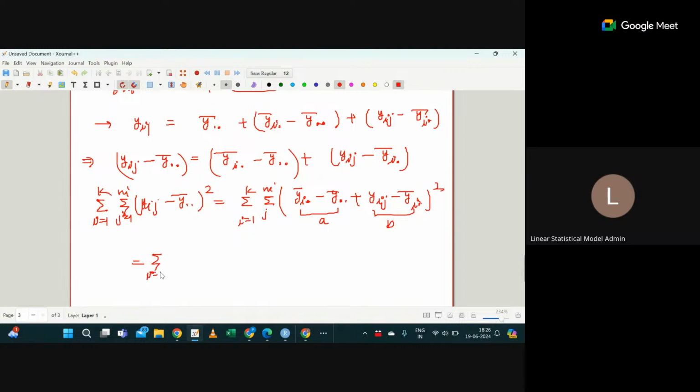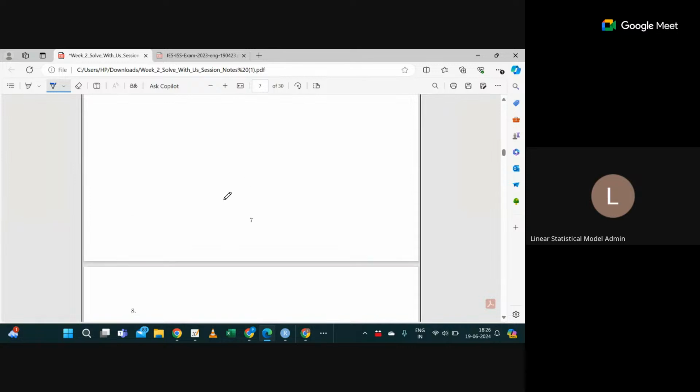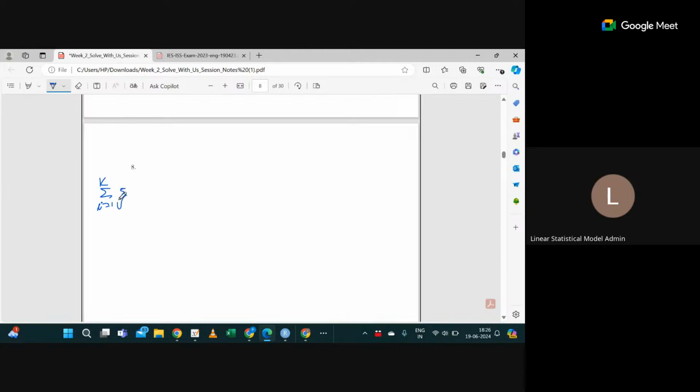I can write summation i equal to 1 to k, summation j. I think there is some issue with this Jamboard. Okay, let me write here. This is fine, right? So summation i equal to 1 to k, summation j equal to 1 to ni, I had (yij minus y bar double dot) square, right? Then I had summation i, summation j, and (yij minus y bar i dot plus y bar i dot minus y bar double dot) whole square.